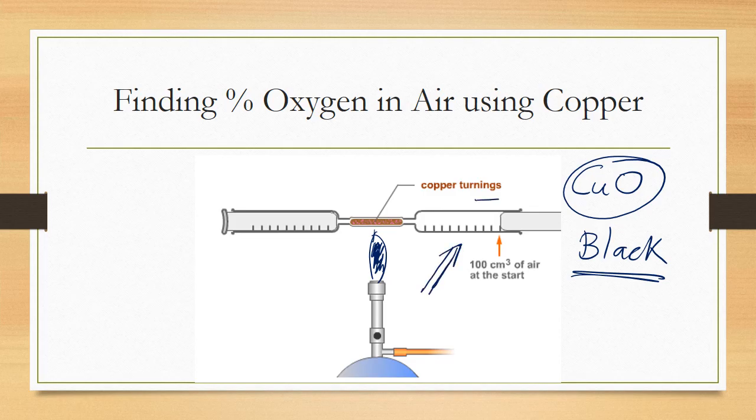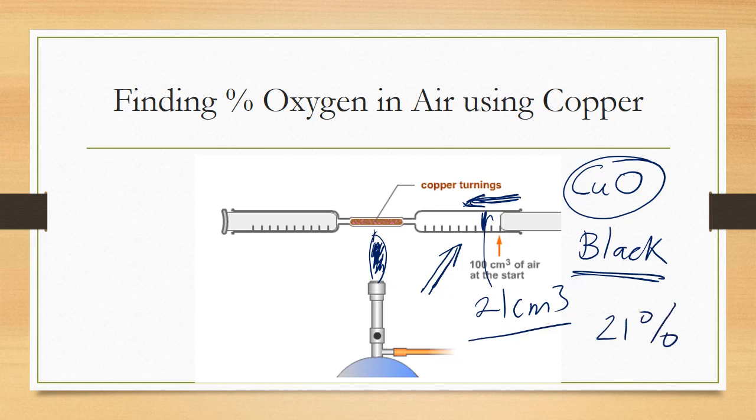What's going to happen is that syringe is going to move, and you're going to record the amount of air that has been used up, and it should be around about hopefully 21 centimeters cubed, meaning that 21% of the air is in the form of oxygen. That's how that experiment works.